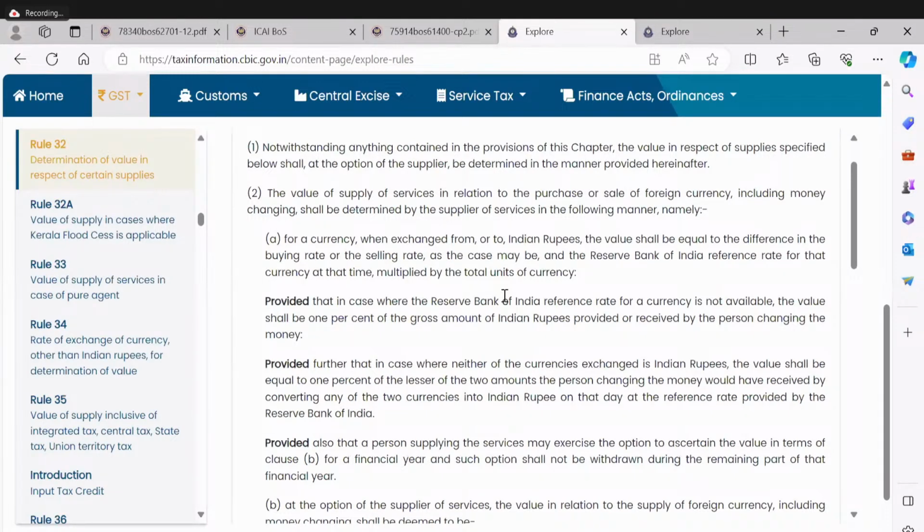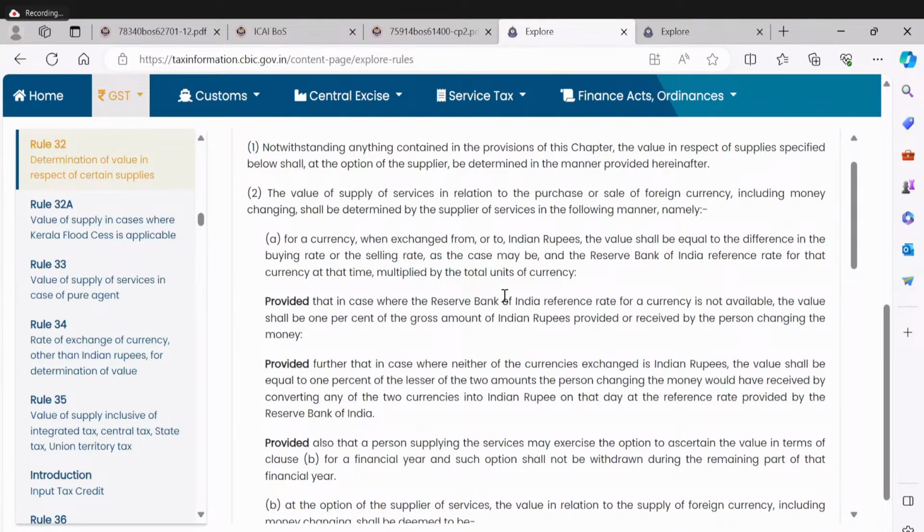We'll once again go to the case study and see what the facts of the case are and how we will apply this provision to our question. But the provision says that for the currency which we are purchasing and converting into Indian rupees, or we are actually giving Indian rupees and getting dollars, or selling dollars to get Indian rupees, in either of the cases, we have to take the difference between the buying rate or selling rate and the RBI reference rate.